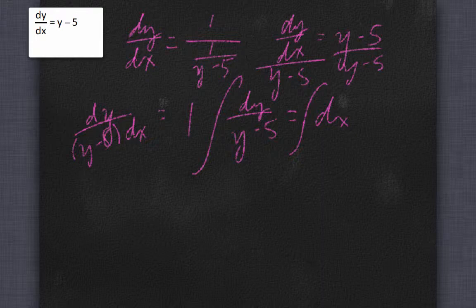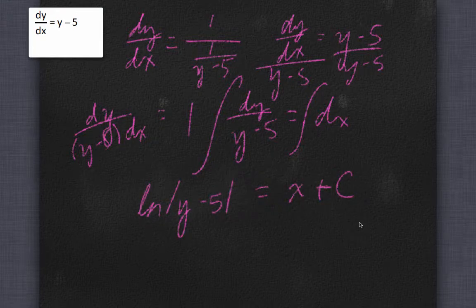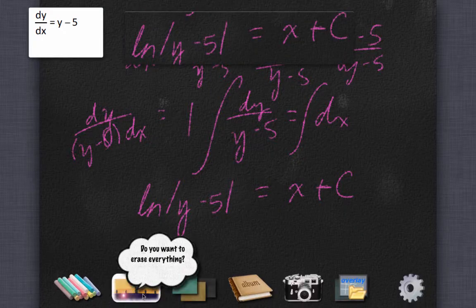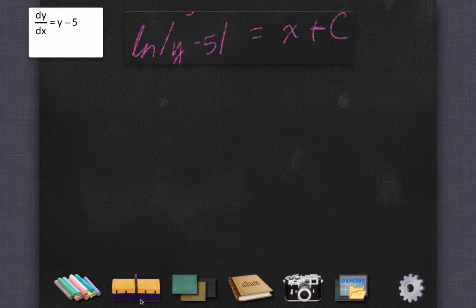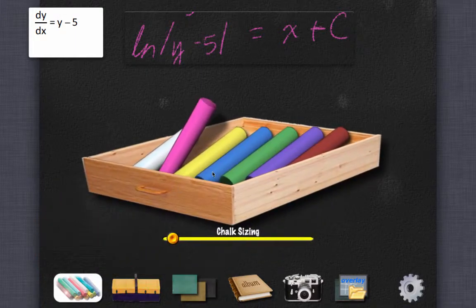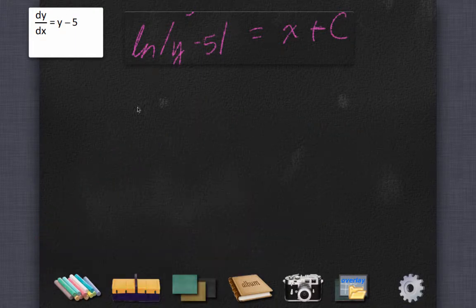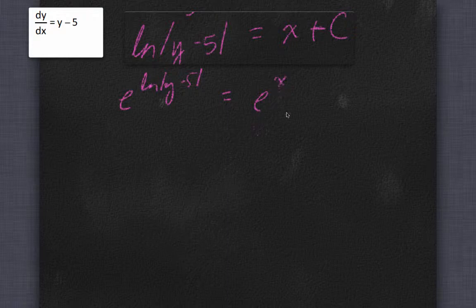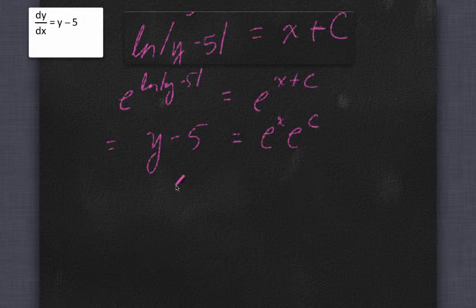And there's a good chance this would not be left this way, because that's kind of horrible, right? But if I take e to both sides, I get y minus 5 equals e to the x times e to the c, sort of. So I have y equals some constant, e to the x plus 5.